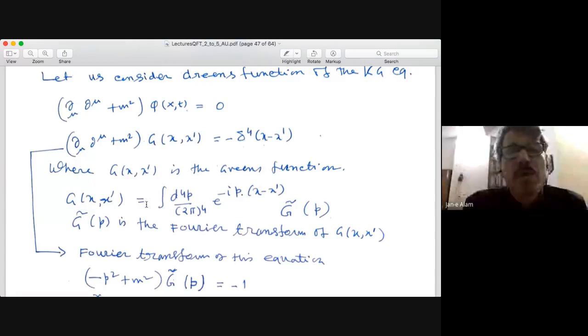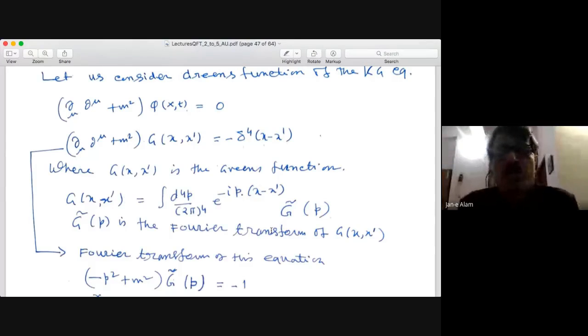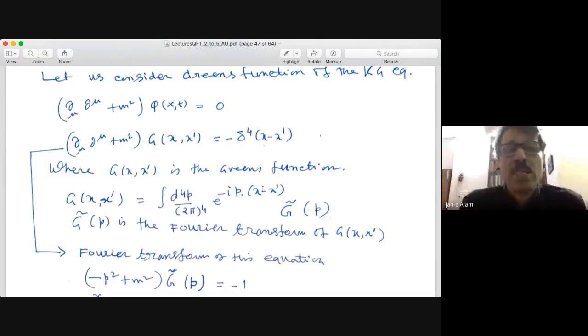G(x minus x prime) is the integral of d4p by (2 pi) to the 4, because I am in four dimensions, d cube p into dp0. So d cube p is the spatial component, dp0 is the temporal component, e to the minus i p dot (x minus x prime) times G tilde of p. This is the Fourier transform of G. Now, the other day I showed you that if G tilde p is a Fourier transform of G, then its derivative will have a Fourier transform minus ip times G tilde p. And if you have a double derivative, then that will be (ip) squared times G tilde p.